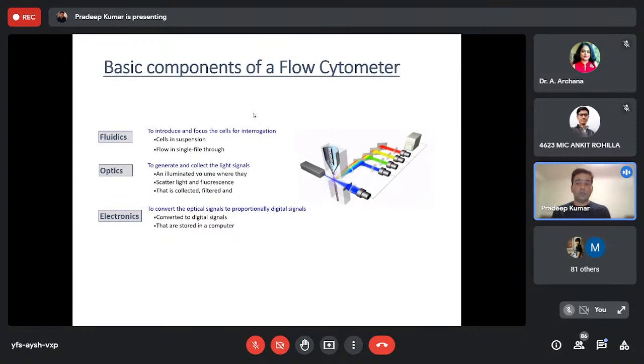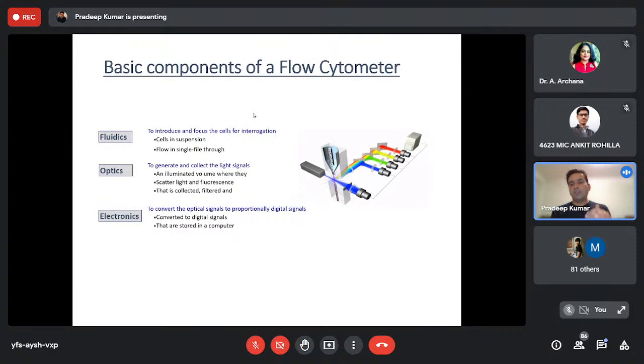So fluidics is to bring your cells to the point of interrogation. For optics, to generate the signal, we need lasers. We need some prisms and mirrors to route the laser light to a common point. And then we need some optical filters to segregate different wavelengths of light, and we need detectors. So optical filters and detectors are components of collection optics.